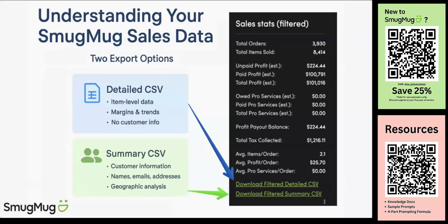So at this point, you've got your SmugMug sales CSV. You know where to find it, how to filter it, and which version, either the summary or the detailed, works best for your question. But this is where most folks stop, not because they don't care, but because once the spreadsheet opens up, the data floods in.